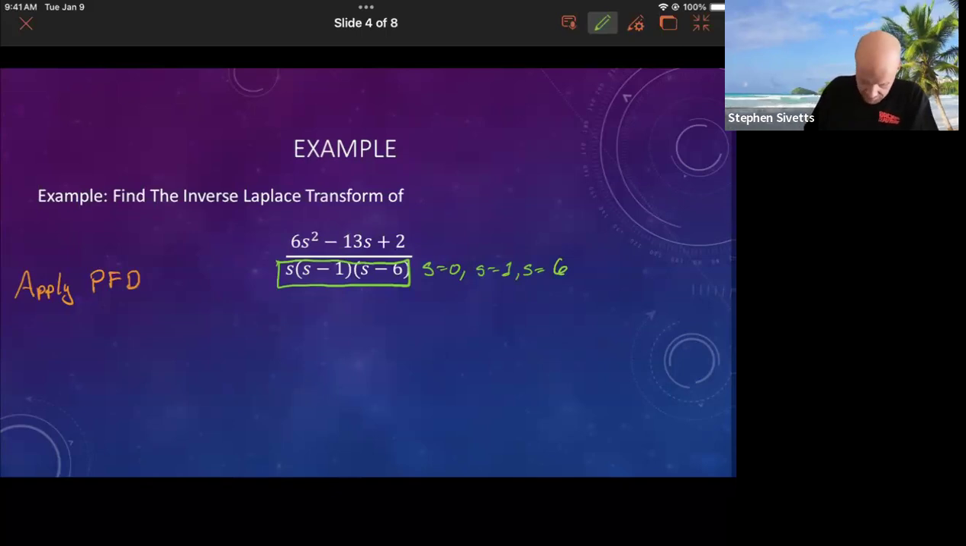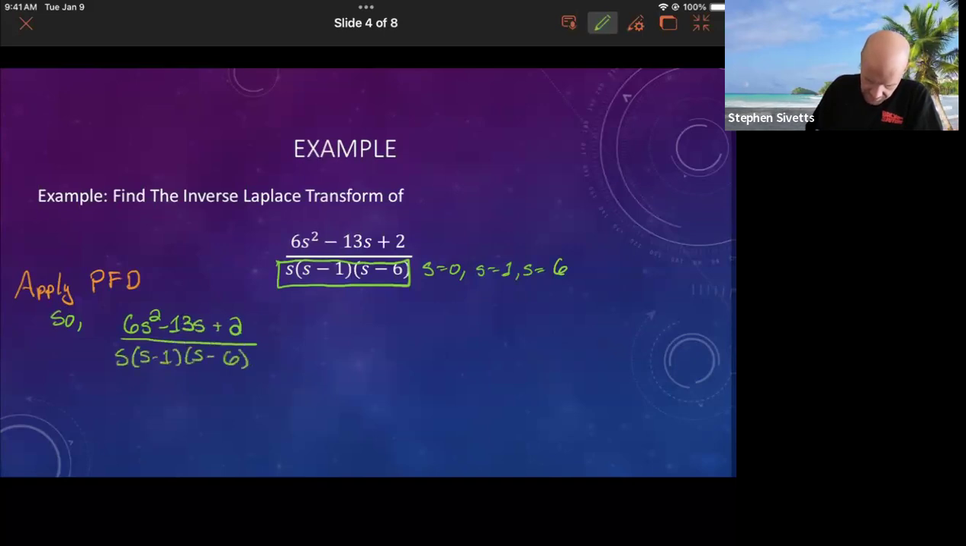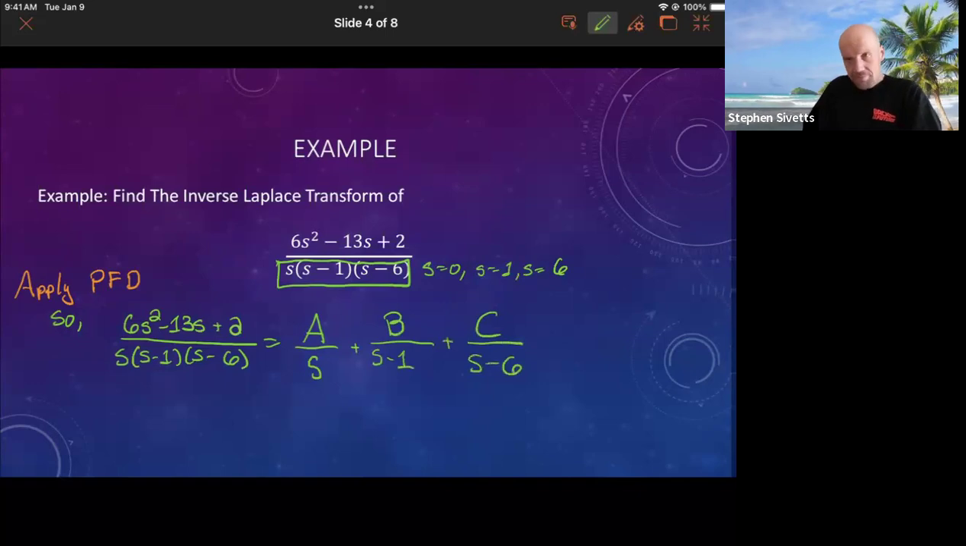Okay. So 6s squared minus 13 times s plus 2 over s times s minus 1 times s minus 6 equals capital A over s, okay, plus another constant over s minus 1 plus another constant over s minus 6, okay? So that's a partial fractions decomposition, okay?